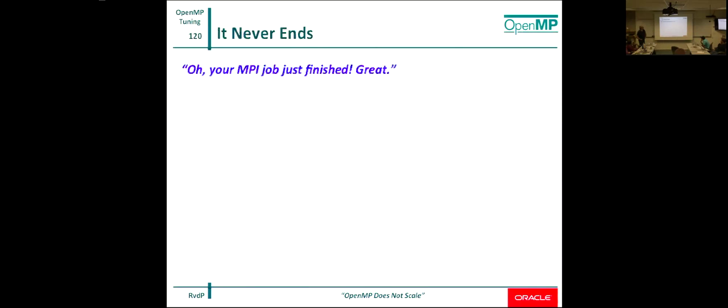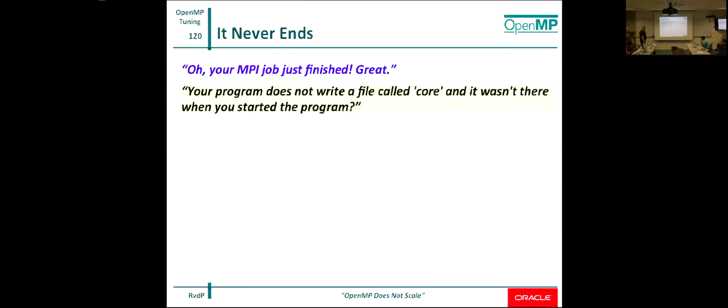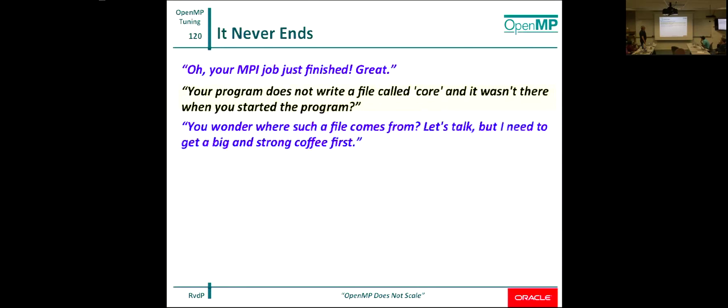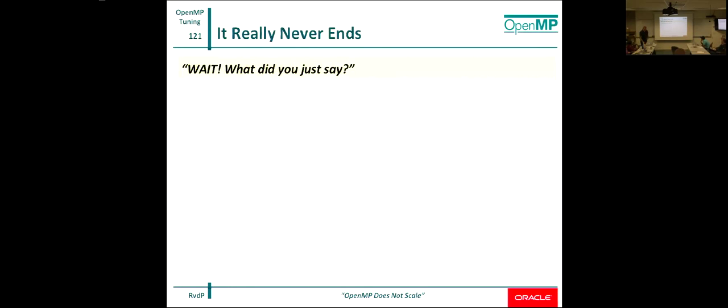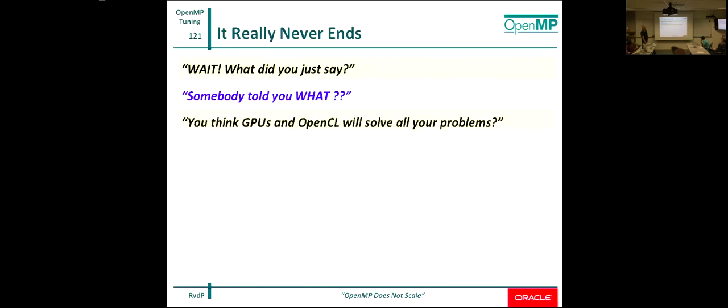Okay, your MPI job just finished. That's really great. Oh, your program didn't write a file called core. It wasn't there when you started the program. You wonder where that comes from? Well, let's talk, but I need a strong coffee first. What? What did you just say? Somebody told you what? You think GPUs and OpenCL will solve all your problems? Let's make that an extra triple espresso and go by.